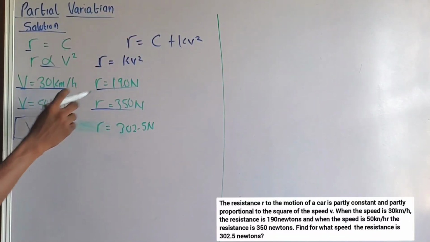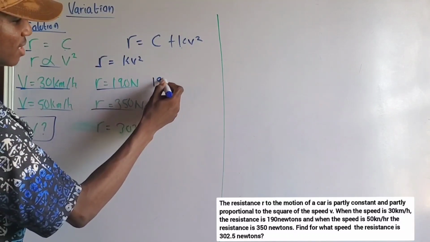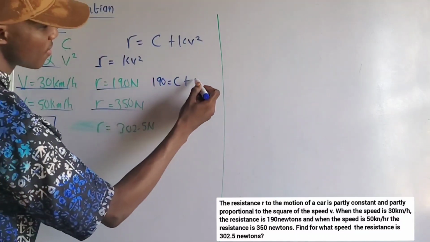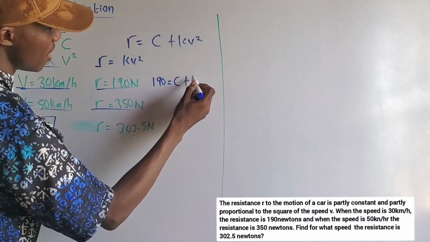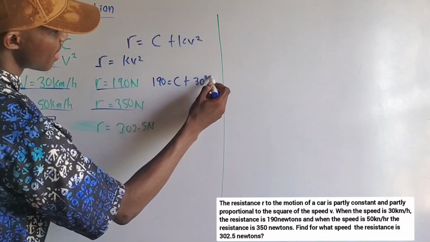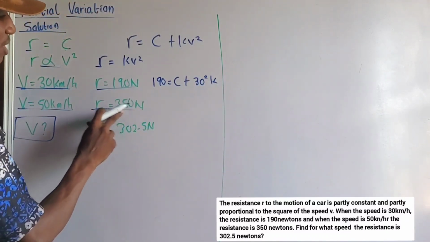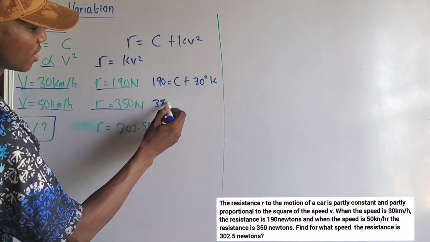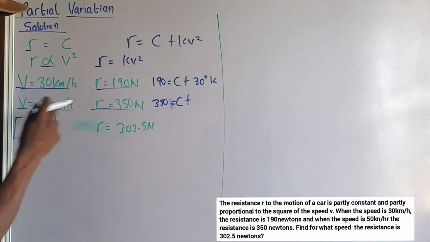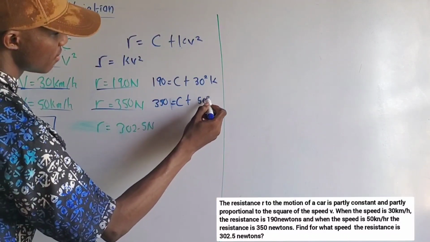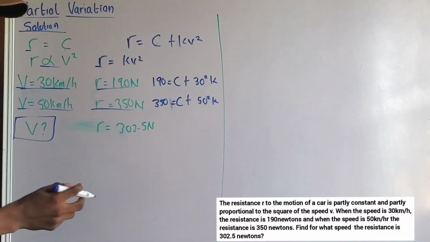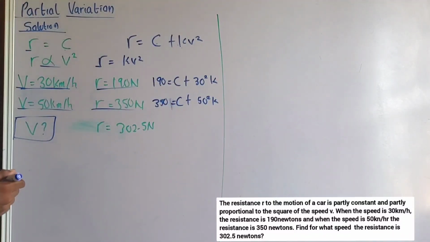So now, 190 here: I'm going to have 190 equals C plus, now V is 30, so 30 squared multiplied by k. And for this, R is 350, so I'm going to have 350 equals C plus 50 squared k. You see, this k is here and this C is here. The goal now is to determine the values of C and k. So now let's proceed.